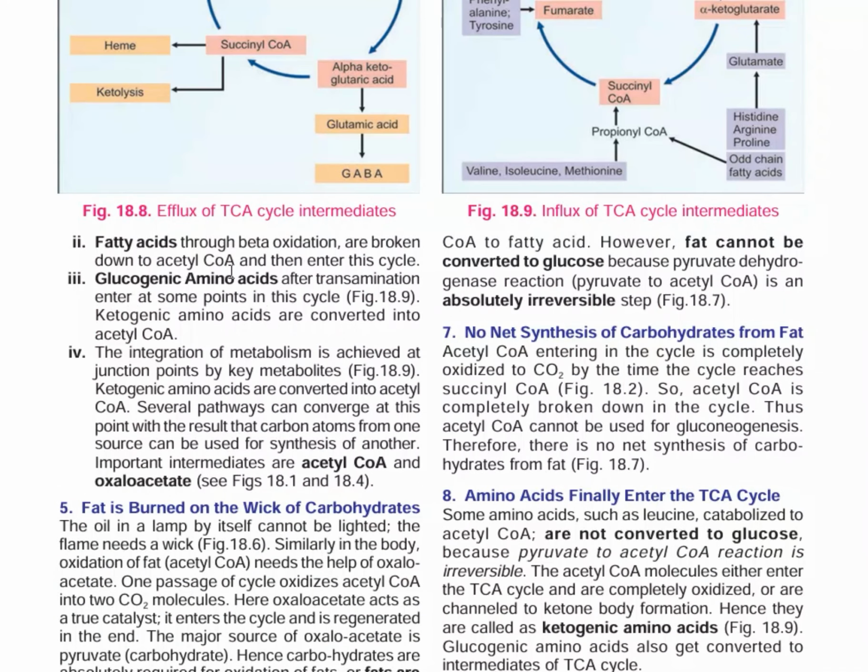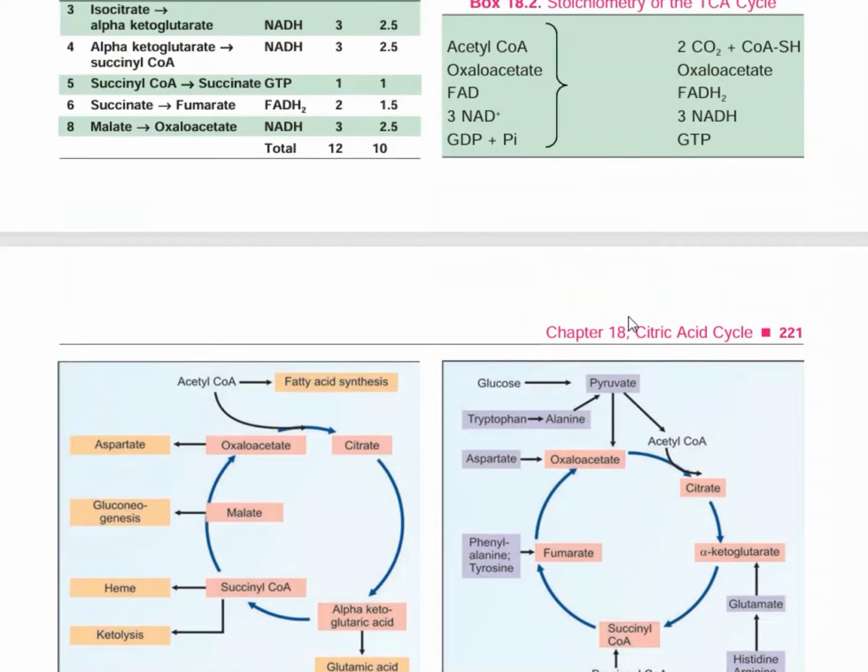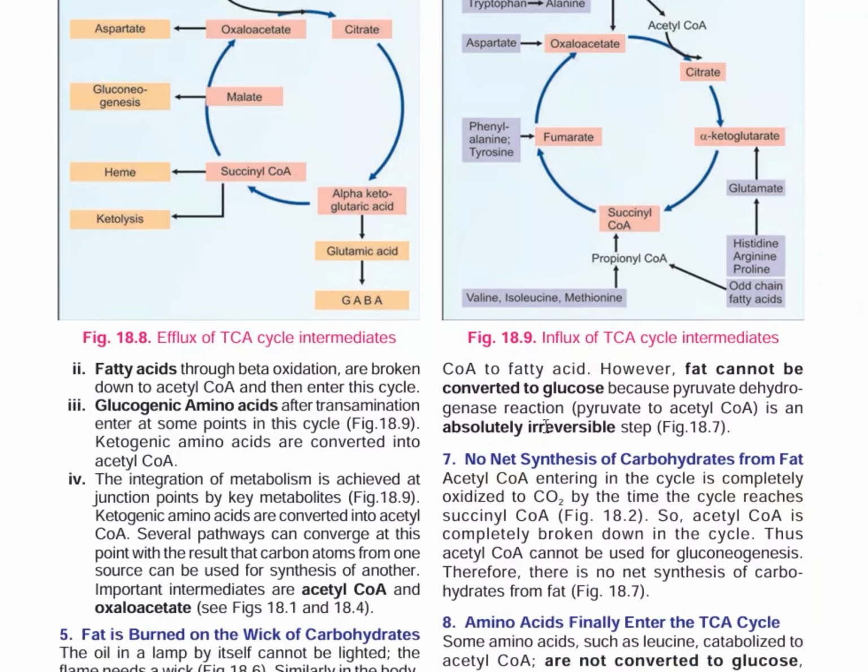Like this, fatty acids go through beta oxidation and produce acetyl-CoA, which enters into the TCA cycle. And in another way, glucogenic amino acids, after transamination, enter at some point of the cycle, and ketogenic amino acids are converted to form acetyl-CoA, so they also enter into the TCA cycle. So these are the major integrations of carbohydrate, fat, as well as protein molecules in this cycle.